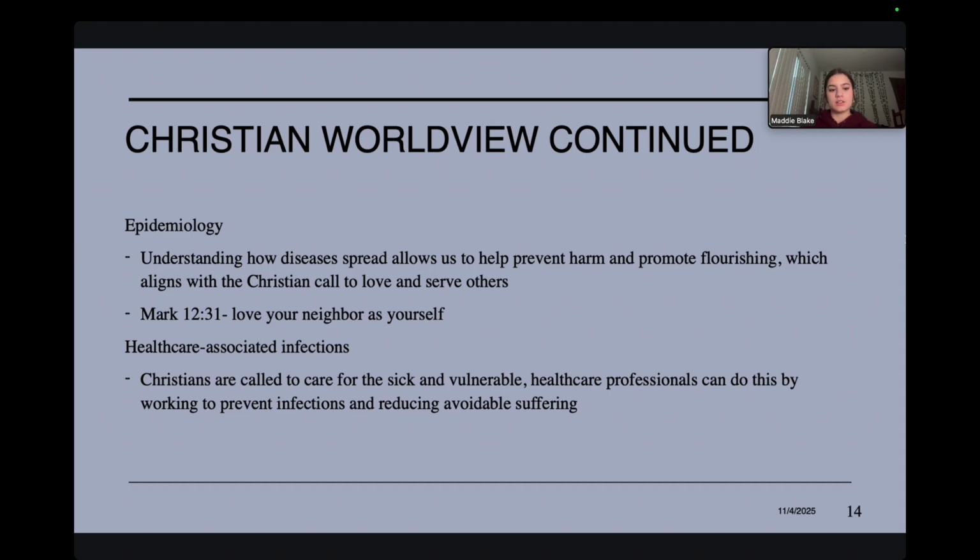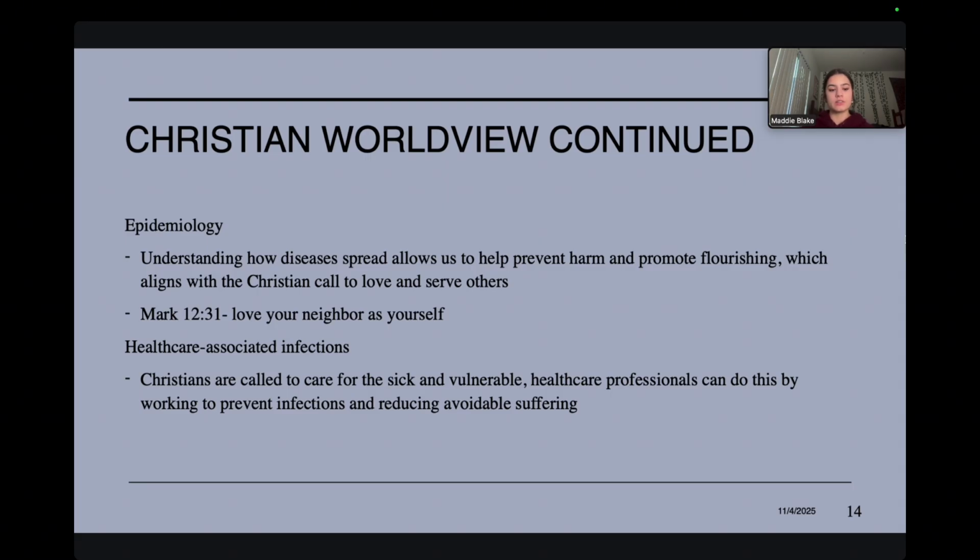For epidemiology, understanding how the spread of diseases works can help us prevent harm and promote flourishing for others. This aligns with the Christian call to love and serve others. In Mark 12:31, God tells us to love our neighbor as ourselves.